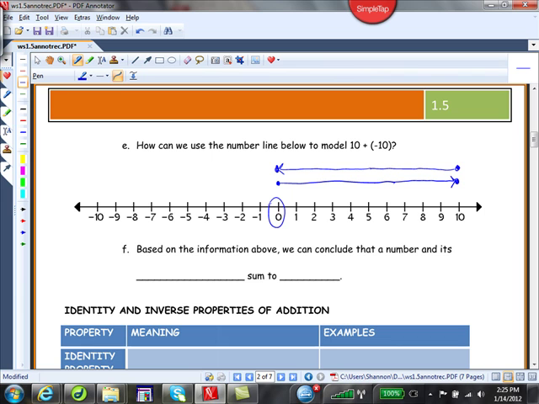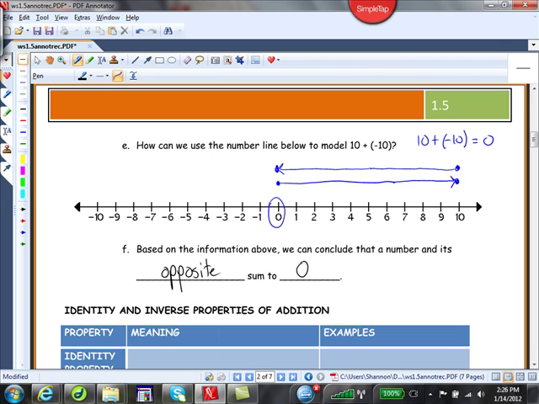So based on this information above, what we found out was that 10 plus the opposite of 10 is 0. And based on this information, we can conclude that a number and its opposite sum to 0. Oh, I can't write today. Oh, here we go. Okay?